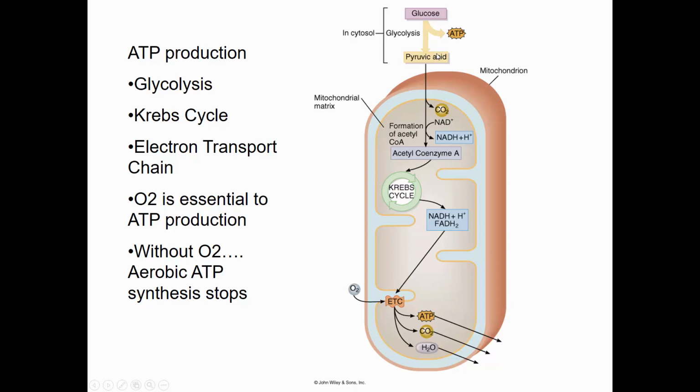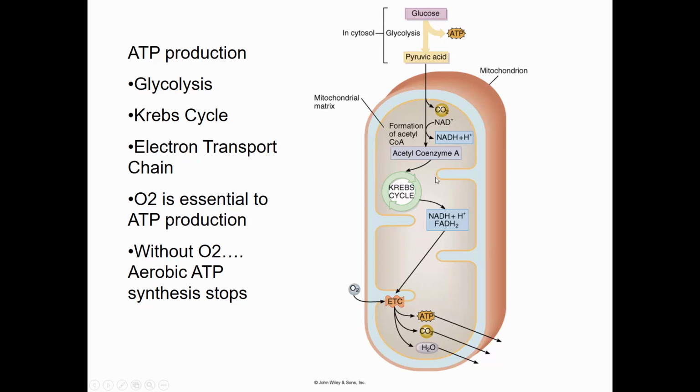That pyruvic acid, and it also could be acetyl-CoA, as we'll talk about in future lectures, enters the mitochondria and goes through a series of reactions. First, we take a carbon off. Notice when we take the carbon off, we've got CO2 now. We produce a high-energy compound, NADH, that's going to store the energy and then take it to the electron transport chain.